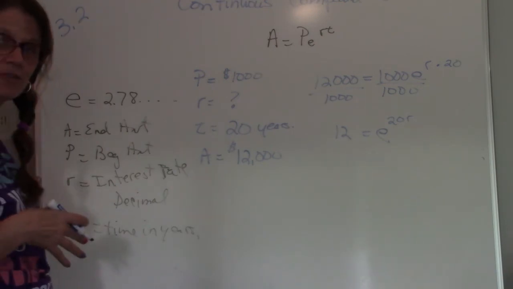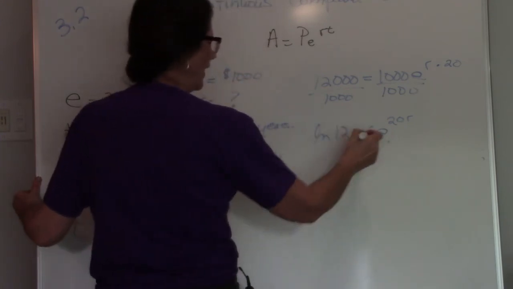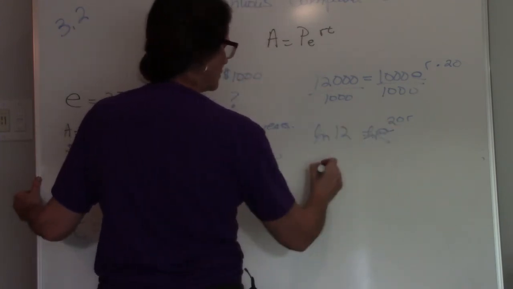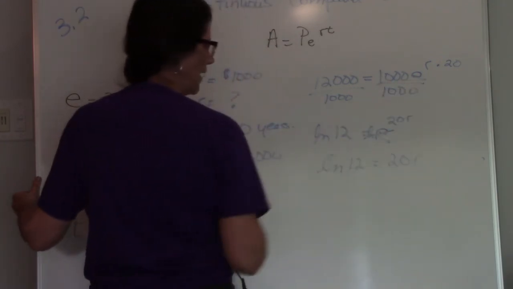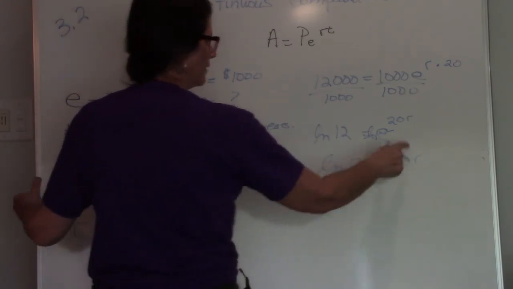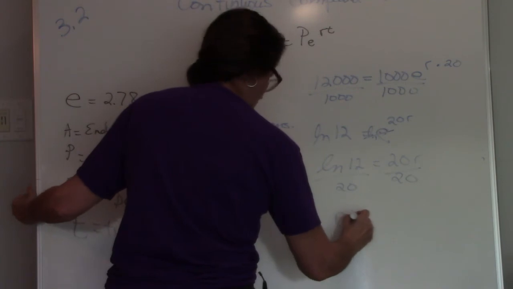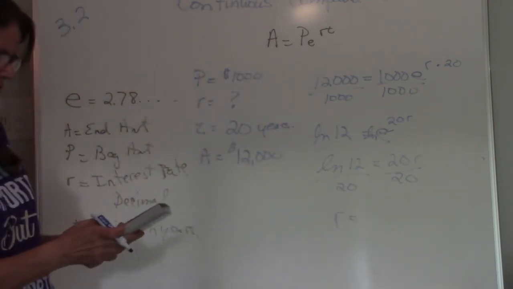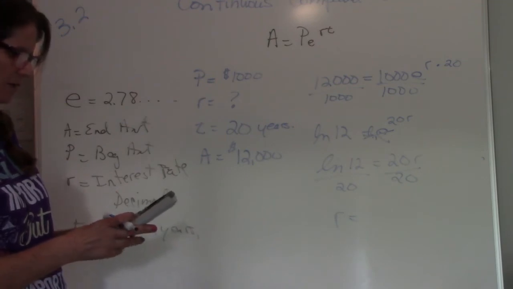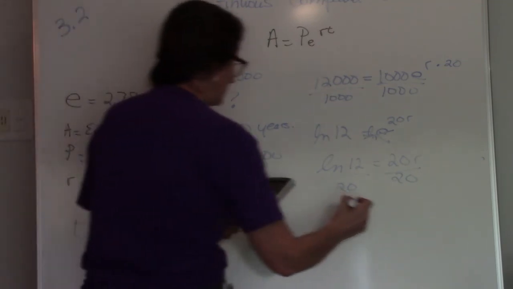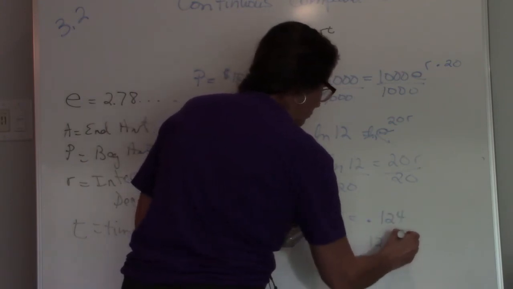What is the inverse function of e? Well, it's ln. So when I take ln of e, that cancels. So I have ln of 12 equals 20r. Remember, the exponent drops down. Now I have a straight equation. To get r by itself, I'm going to divide both sides by 20, and I get r equals ln of 12, close it, divided by 20. So 0.124. So my rate is 12.4%.